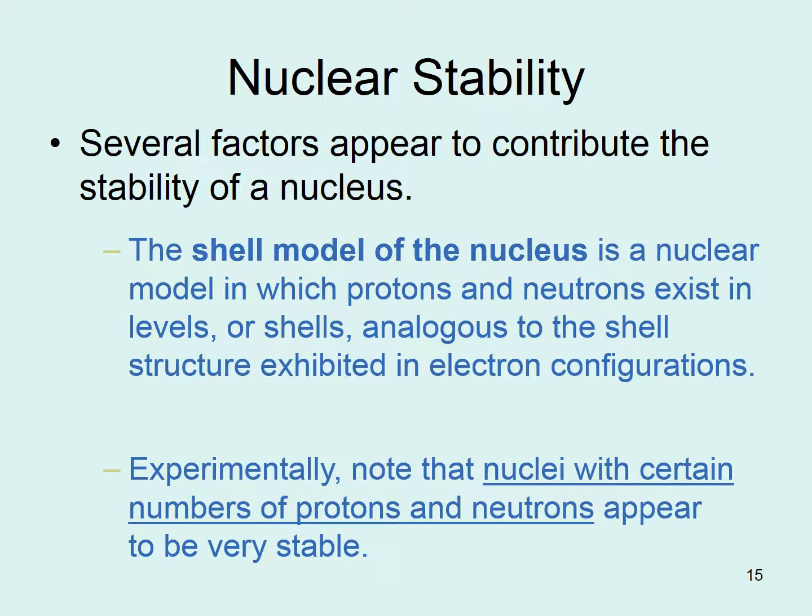And it turns out that nuclei with a certain number of protons and neutrons appear to be very stable. So it's kind of like the number of neutrons to proton ratio has to be just right, and it'll be stable.